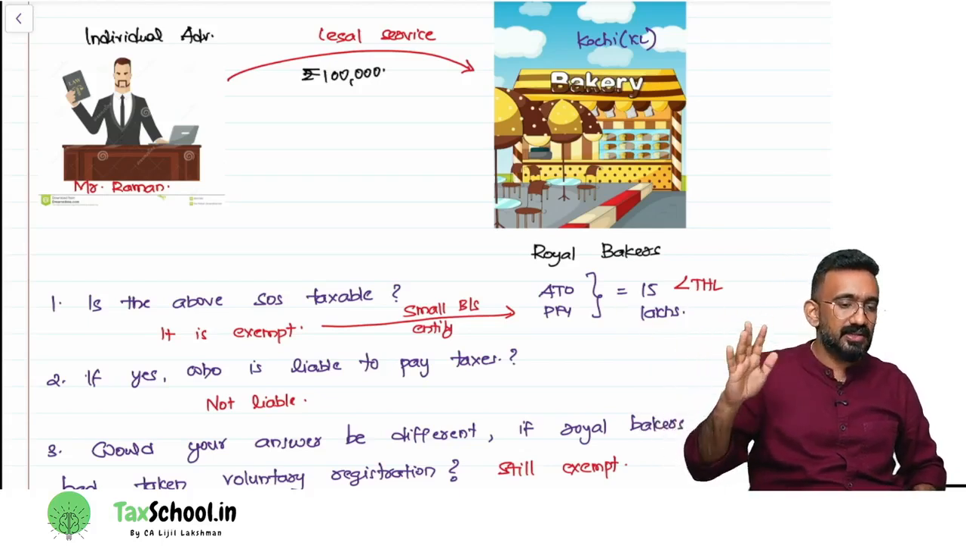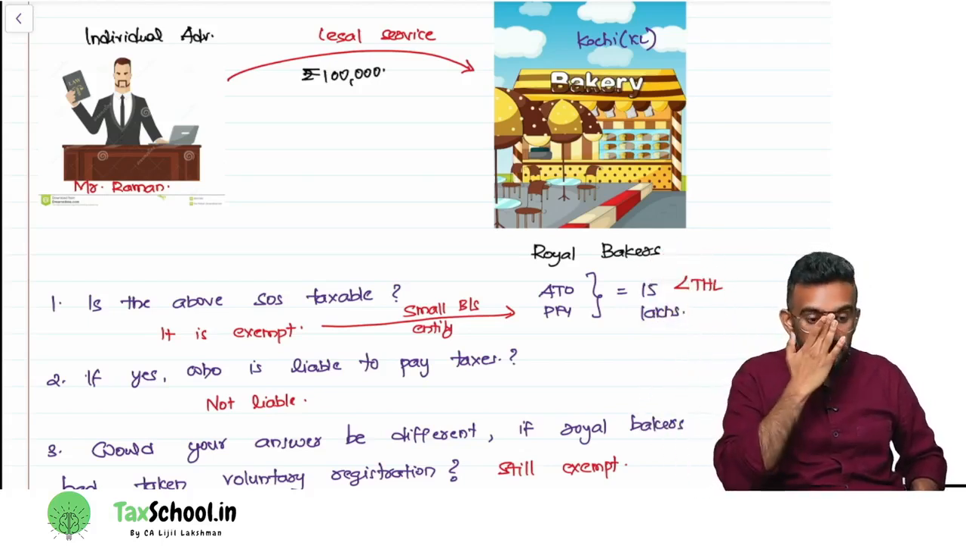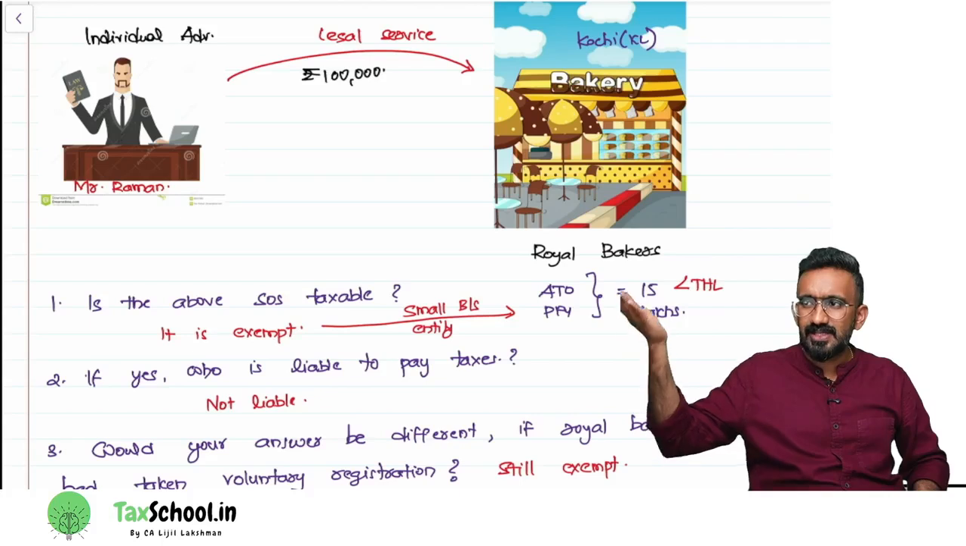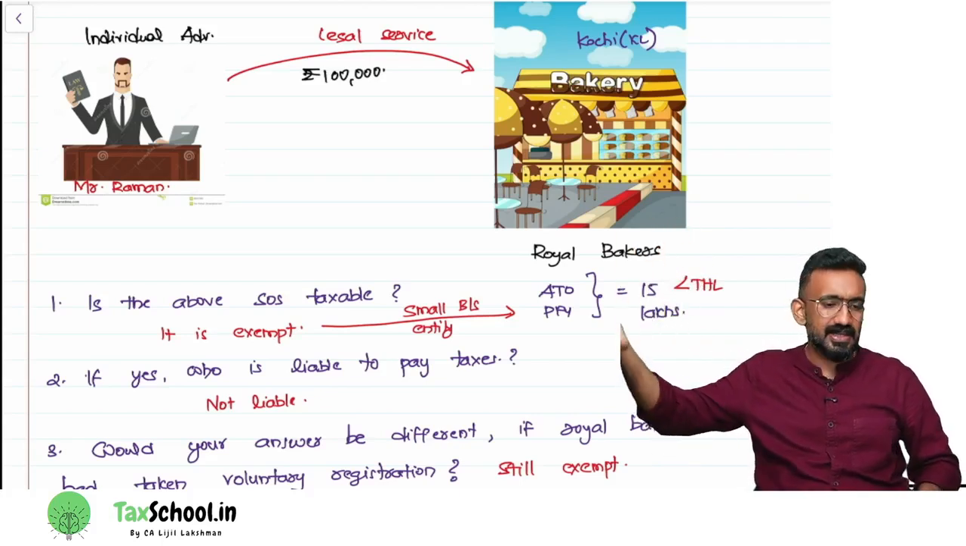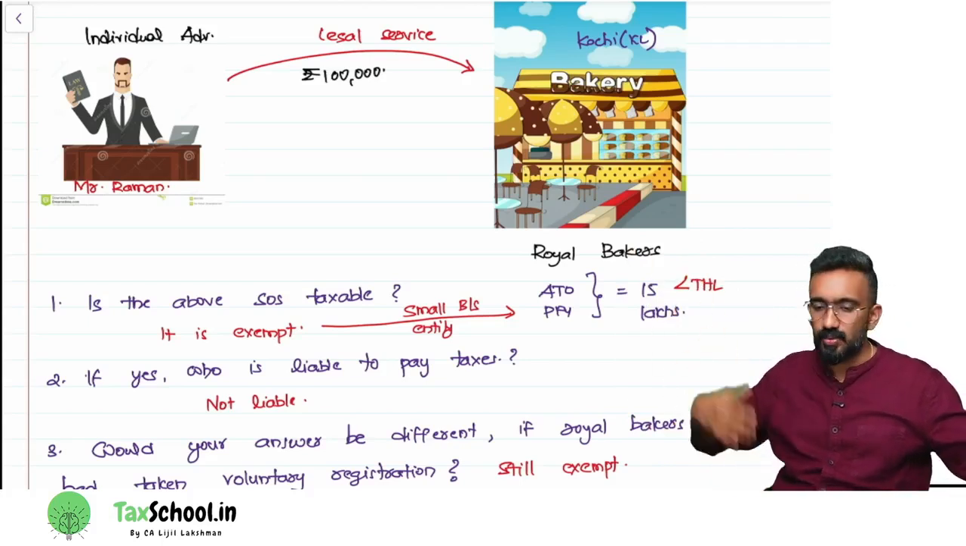So here, last year turnover of Royal Bakery is 15 lakh. 15 lakh is less than the threshold limit for registration. So this Royal Bakery is considered to be a small business entity. So are the services provided by an advocate to a small business entity taxable or exempt? It is exempt. So no GST payable on 1 lakh.